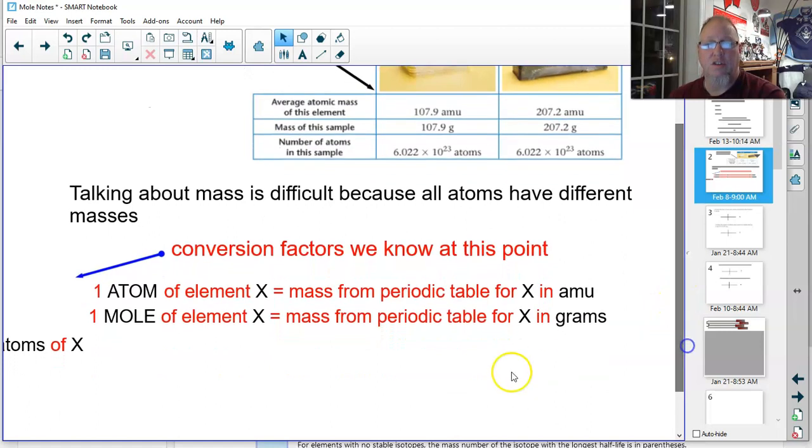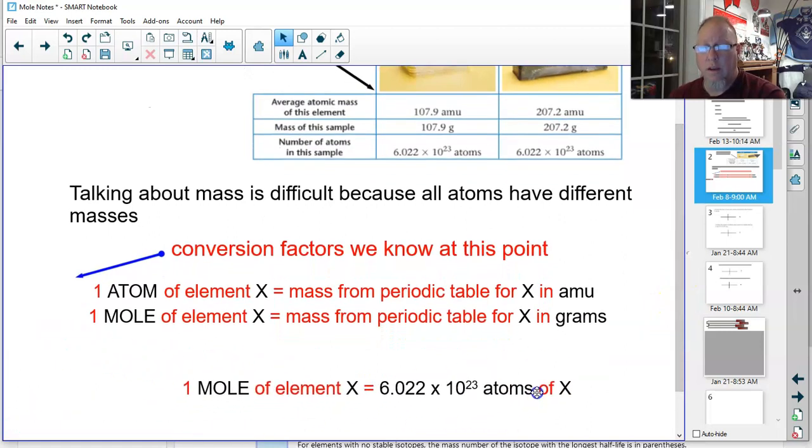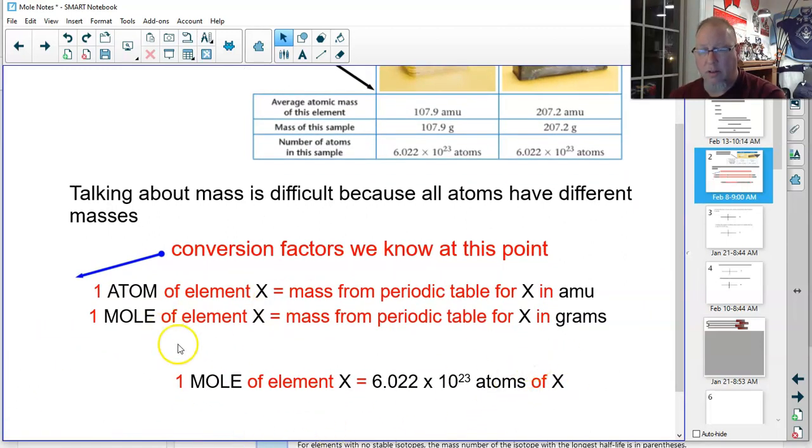And the last conversion factor that you should know from watching all of the videos prior to class is that 1 mole of anything is 6.022 times 10 to the 23rd anythings. Whatever it is. 1 mole of bunnies is 6.022 times 10 to the 23rd bunnies. 1 mole of pennies is 6.022 times 10 to the 23rd pennies. 1 mole of an element is 6.022 times 10 to the 23rd atoms of that element.